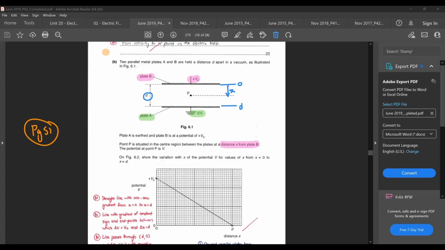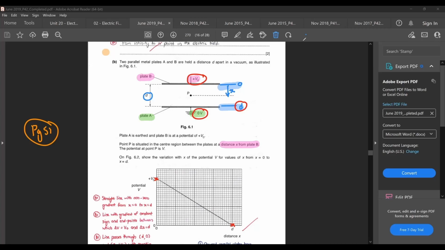So the x value at the bottom plate is already d, and the x value at the top plate is 0. So if you look at the 2 points there, the 2 plates there, at x equals to 0, your potential is plus V naught. So that's this point here. But at x equals to d, your potential is 0 volts. So it's going to be like this. Okay, so you have these 2 points here.